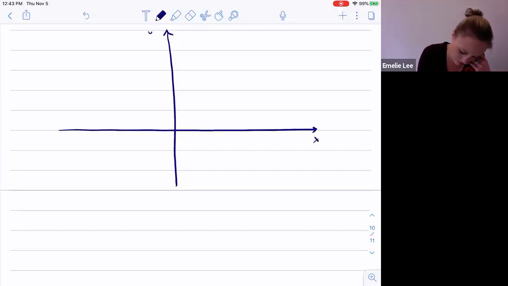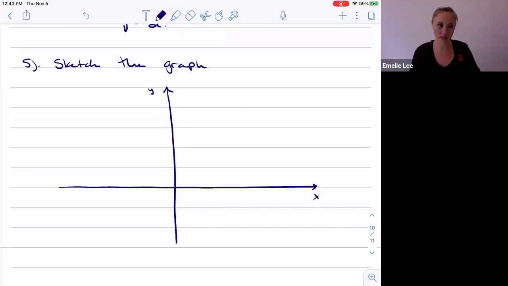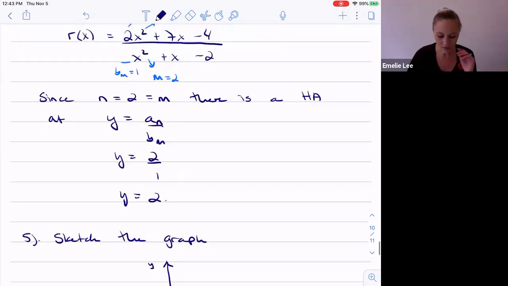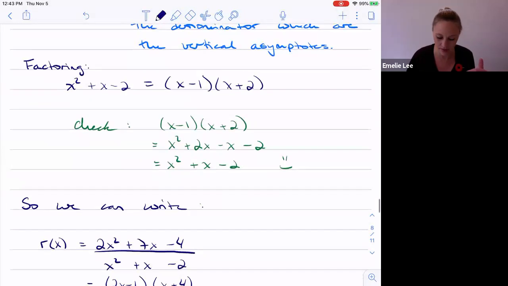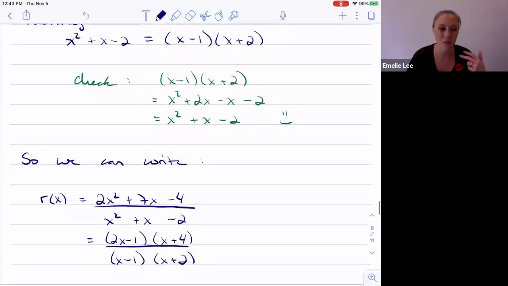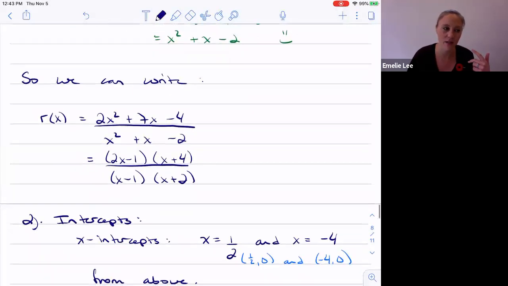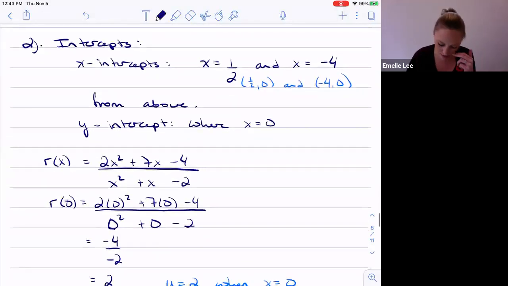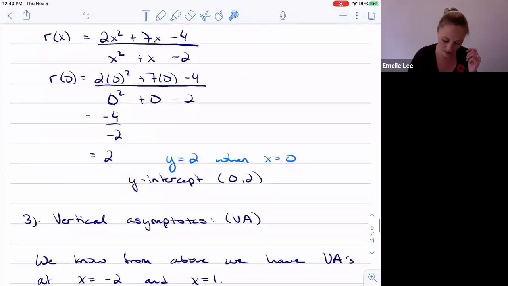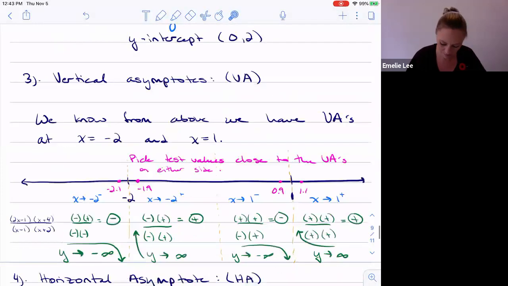Something like this. Don't really know if this is going to work or not, but here we go. Going back to our first step, what did we find in our first step? Well, that was our factoring. We also found that's where our vertical asymptotes are and our x-intercepts, but they come up later. So my x-intercepts are at -1/2, 0 and -4, 0. So I'm going to put those on, as well as y equals 2 is my y-intercept.